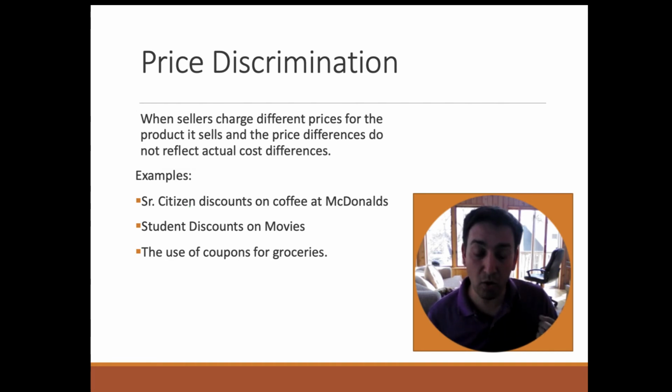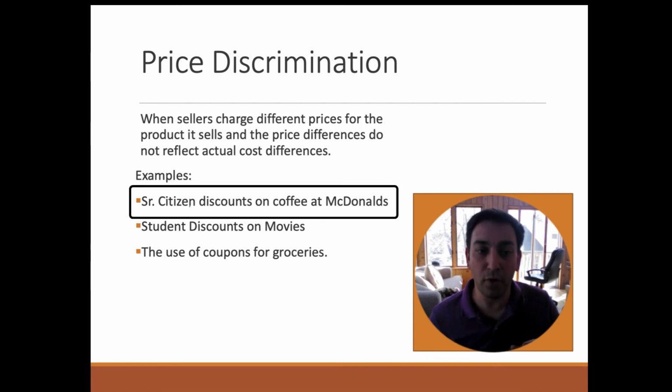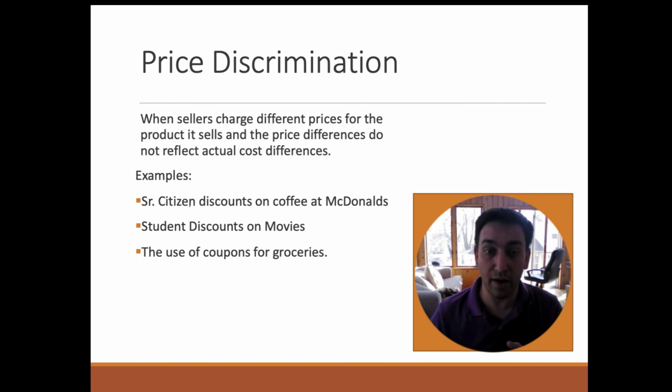So my haircut or my wife's haircut would be a different product because mine costs the firm less money. It's a lot faster than doing a woman's haircut. So some examples are offering a senior citizen discount for coffee at McDonald's. Whether I get it or a senior gets it, it still costs McDonald's the exact same amount. Or student discounts on movies, or the use of coupons for groceries. So these are offering different prices for the same product.